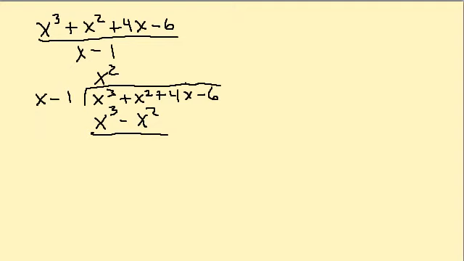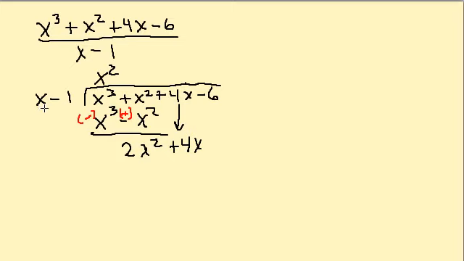Now the way that we subtract these polynomials is you want to change the sign of each term in the bottom polynomial. So we're going to change the positive x cubed to a negative and the negative to a positive. And then once you change the signs, you add. So x cubed minus x cubed is 0. X squared plus x squared is 2x squared. And then we bring down the next term, plus 4x.